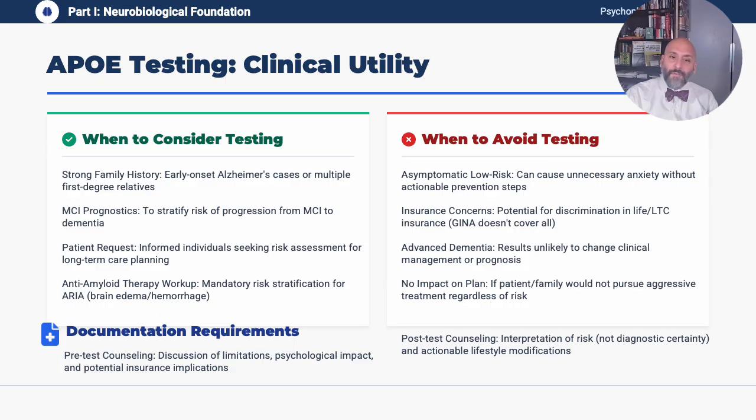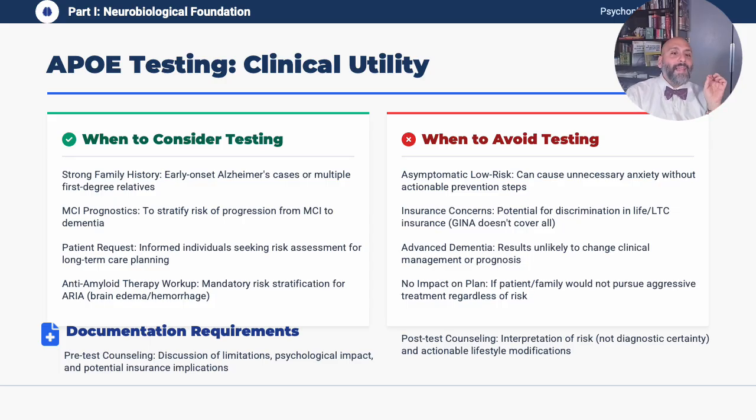It does not confirm Alzheimer's, but it informs prognosis. So some patients explicitly want genetic information for future planning. They want to know about finances, housing, caregiving decisions. And testing is reasonable only if the patient understands the limits of what the results mean.